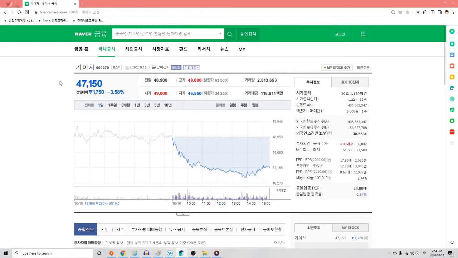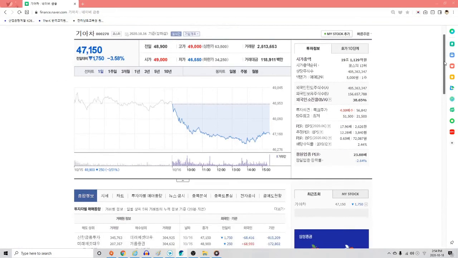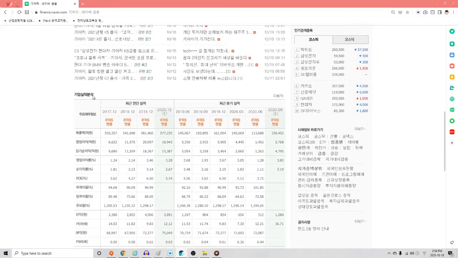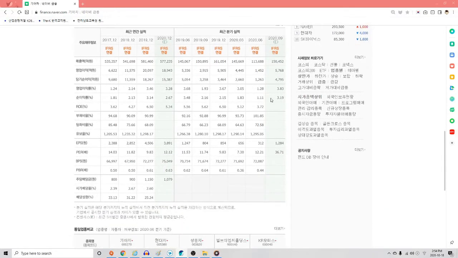Okay, let's take a look at a well-known and relatively healthy company, Kia Motors. The first click brings up the chart and the current market price, but I want to focus on the metrics below. The section 기업 실적 분석. It contains important historical data such as 매출액, which is revenue, 영업이익, which is operating profit, 당기순이익, which is net profit, 영업이익률, which is operating margin, 순이익률, which is net margin, and ROE, which is return on equity.